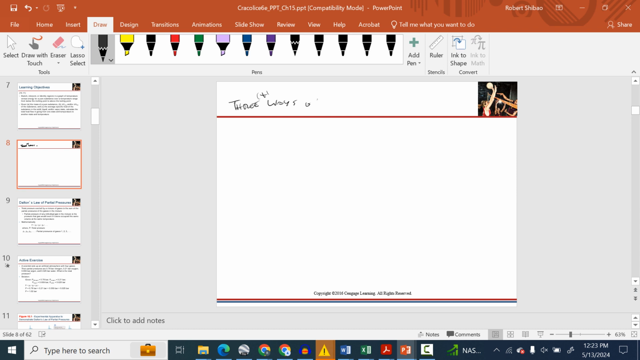3+ ways of visualizing a gas mixture. Three plus ways, because I'm going to talk about three, but there are more than 3 ways of visualizing a gas mixture. Number 1 is the mole fraction.